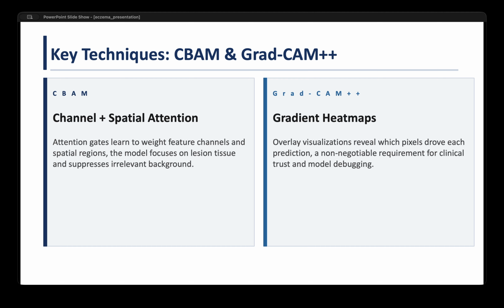And here are our two techniques for stage 3. First, the CBAM, which is the Convolutional Block Attention Module. It adds channel attention, asking which feature maps matter, and spatial attention, which asks where in the image to focus. Second, Grad-CAM, which generates heat maps showing which pixels drove each prediction.